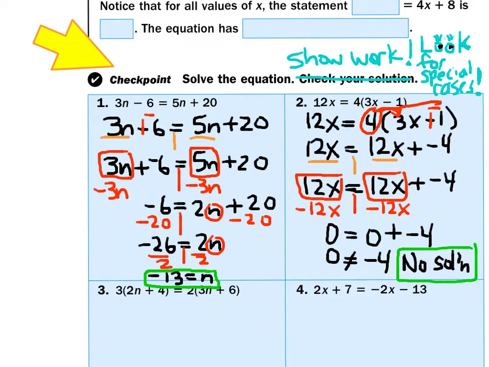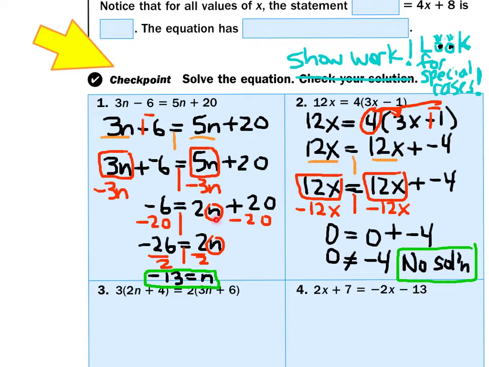And so now I simplify. A positive 3n minus 3n goes away. It becomes 0. It disappears. I bring down the negative 6. I bring down the equal sign. 5n minus 3n makes 2n. I bring down the plus, bring down the 20. Now I have negative 6 equals 2n plus 20.